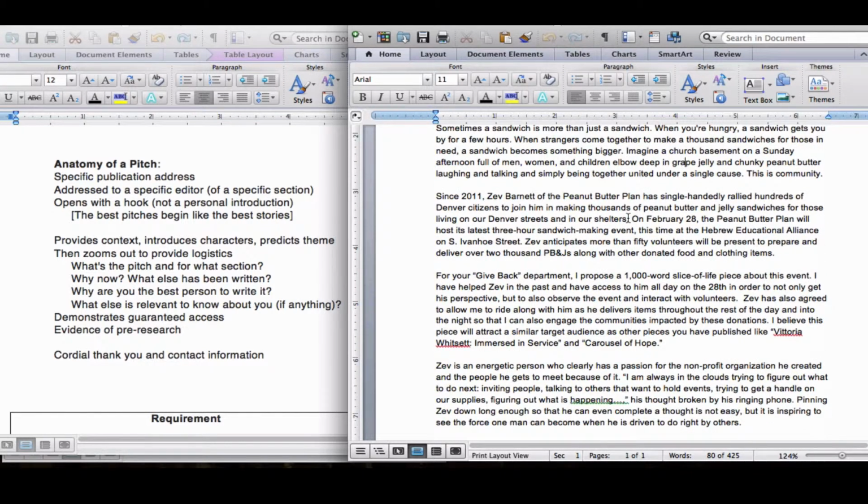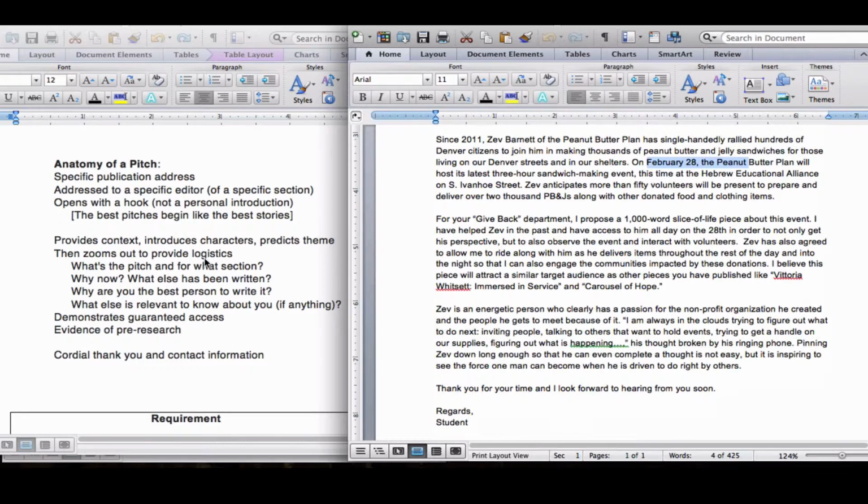The second paragraph of the pitch zooms back a little and introduces some characters and some context. "Since 2011, Zev Barnett of the Peanut Butter Plan has done this. On February 28th, the Peanut Butter Plan will host another event where lots of people will get together." So here is that context, the characters, and the idea of community and helping one another.